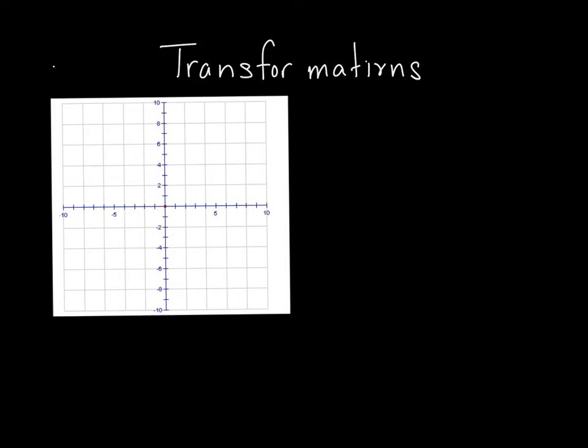Let's go ahead and start with a different function this time. This time we'll start with f of x is equal to the square root of x. And the square root function looks like this. It starts at (0, 0) and goes off to the right. So this time we're going to talk about horizontal transformations.